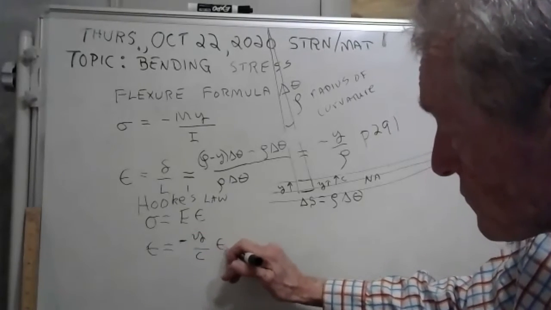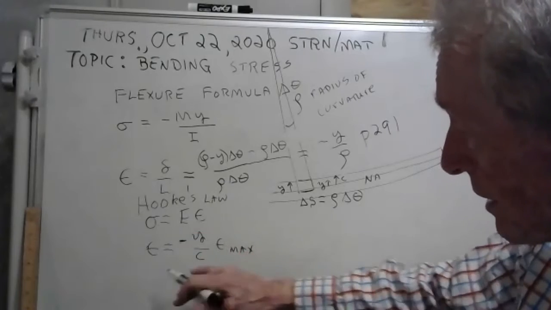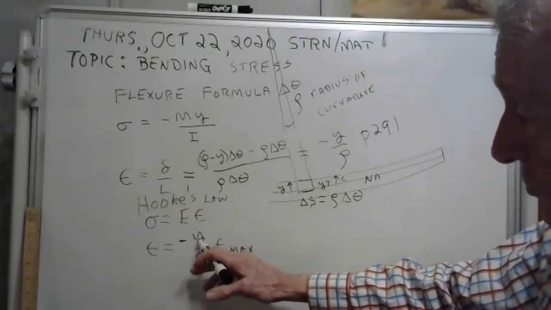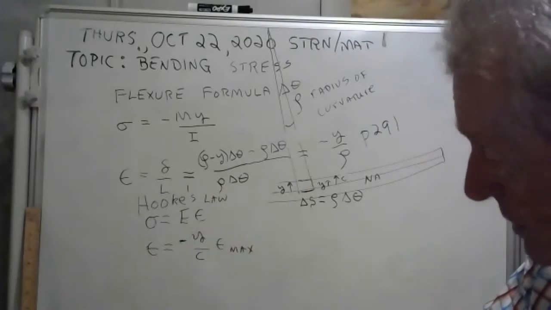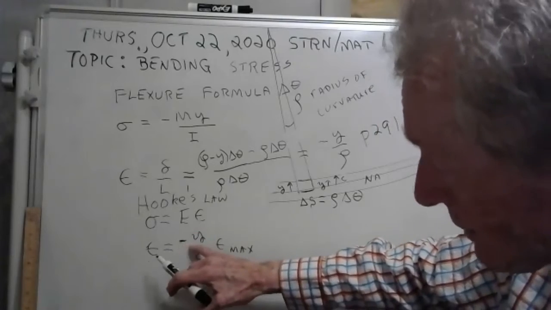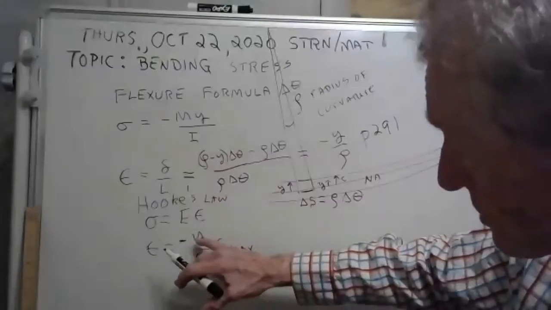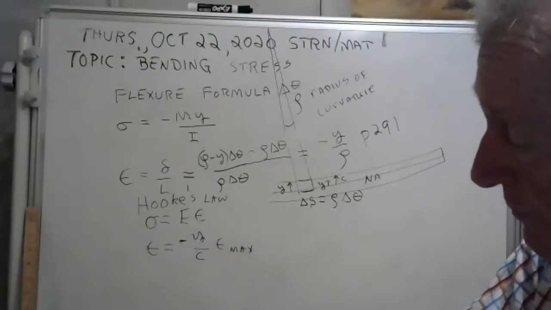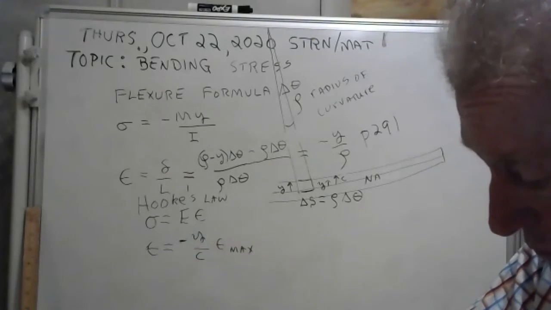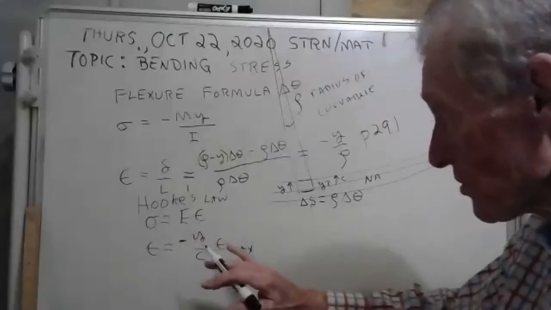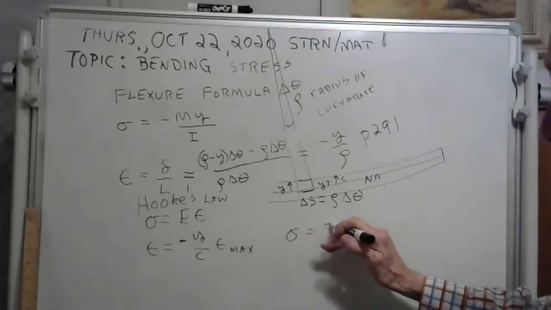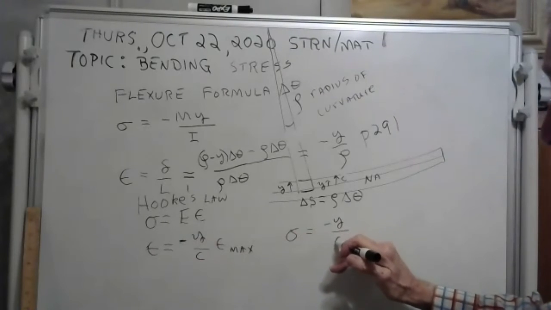And the normal strain would equal this equation. See, if Y is equal to C, then you get the maximum. And remember, if Y is positive, you get a negative, which is compression. And if Y is negative, you get a positive, that's tension. Now, because of Hooke's law, if this is true for strain, then this will have to be true for stress.